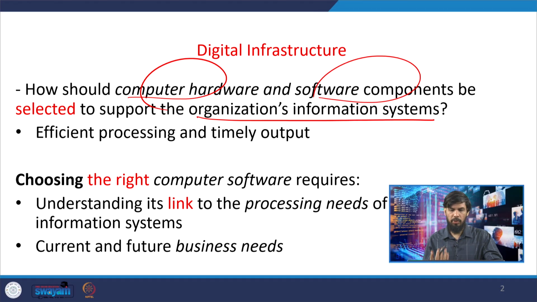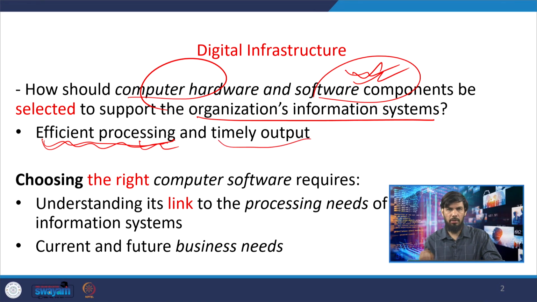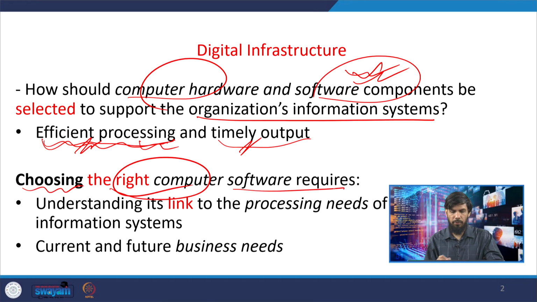Right now, we move towards the software component of this question. So, essentially the main idea remains the same, that selection has to be guided by efficient processing and timely output. That is the important goal for an organization, so that they are able to meet their business objectives. So, computer hardware and software should be acquired in such a manner that they support the organization's information systems for efficient processing and timely output. Now the question again, how to select the right computer software?